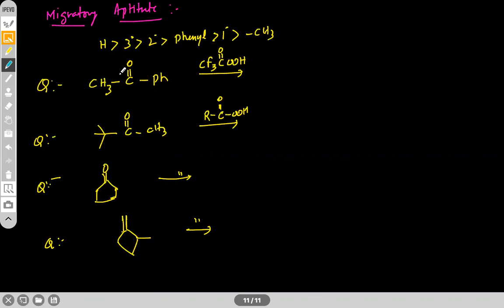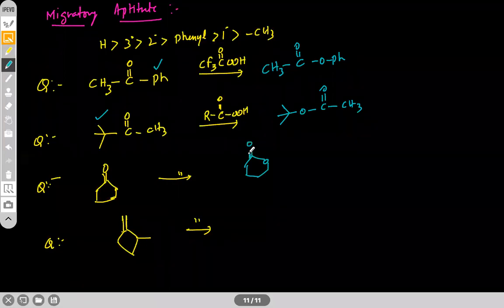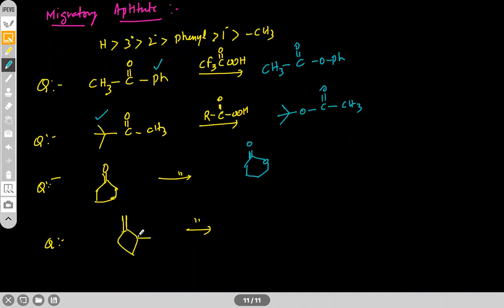In these two, which one is a better migrator? Phenyl. Phenyl is a better migrator. So the one which is a better migrator, you just need to introduce oxygen there and that is it. No mechanism and all. This one and this one, which one is a better migrator? Tertiary group. Yes, sir. So the product here is O C double bond O with the tertiary group. In this one, both are symmetrical, so we'll have this. Which one is a better migrator? Here it is 2 degree and here it is 1 degree, right? 2 degree is a better migrator, so the 4-membered ring converts into a 5-membered ring.